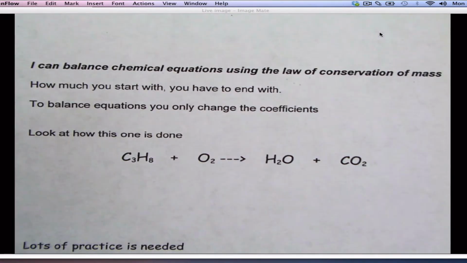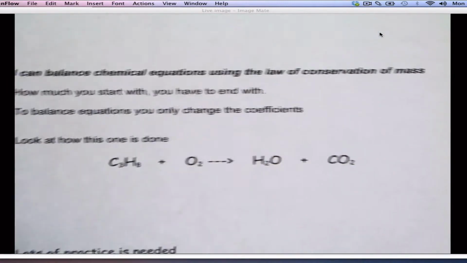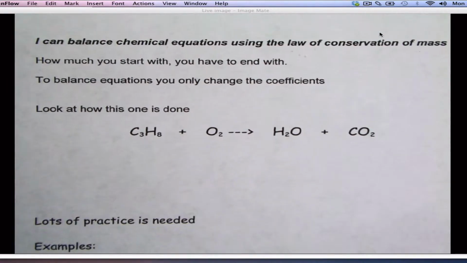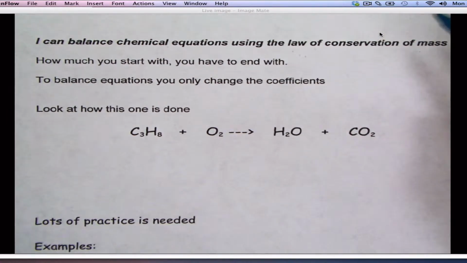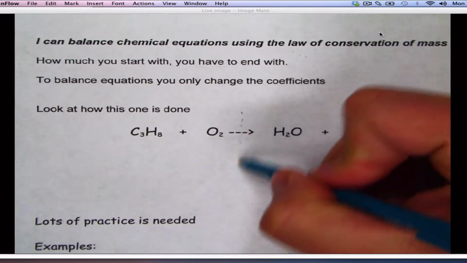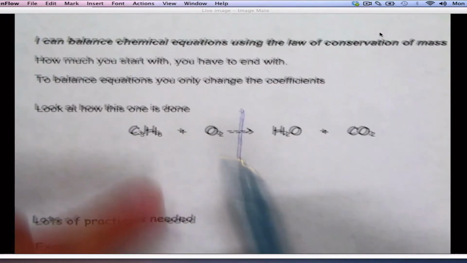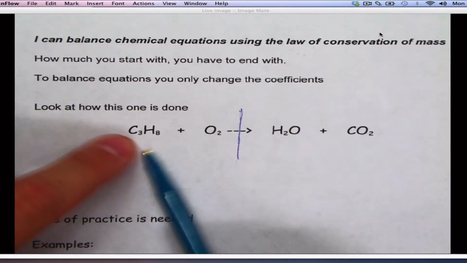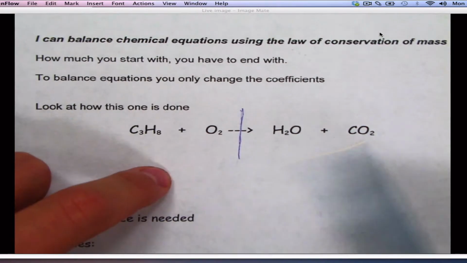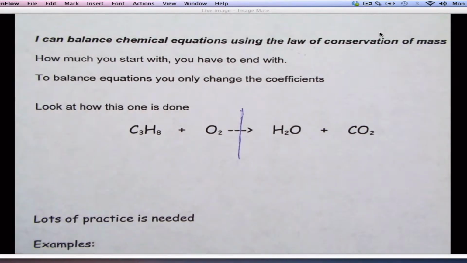All right, so on the last page of your notes, here we go. So really what's going on when you have a chemical reaction is you need to have the same number of each element on each side of the arrow. So you got to think of it like this. So here's my line. I got to have the same number of carbons, same number of hydrogens, and same number of oxygens on this side as I do on this side. How do we balance that out? Well, you got to use your coefficients.